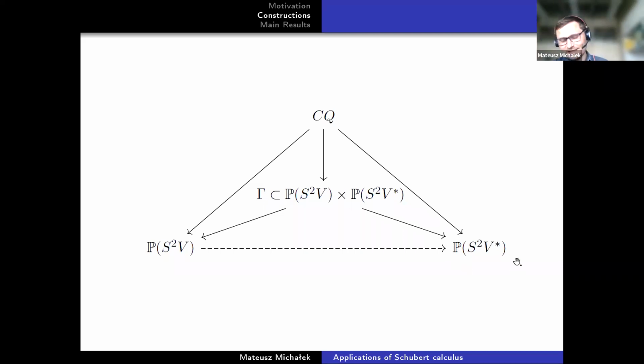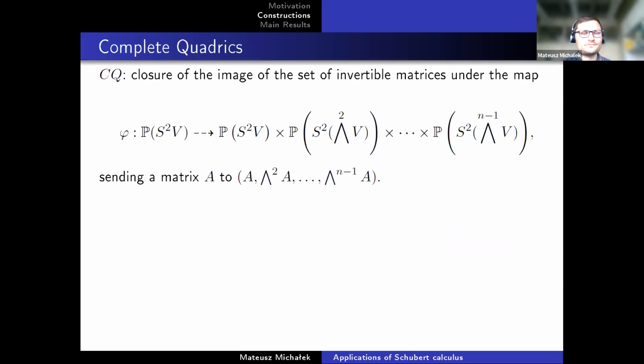This is just inverting the matrix or taking the adjugate matrix or taking the gradient of determinant. It doesn't matter. Then we have a graph of this map, which lives in the product. And then upstairs, we have a variety of complete quadrics. This is a very beautiful variety that could be considered as the resolution of singularities of the graph.